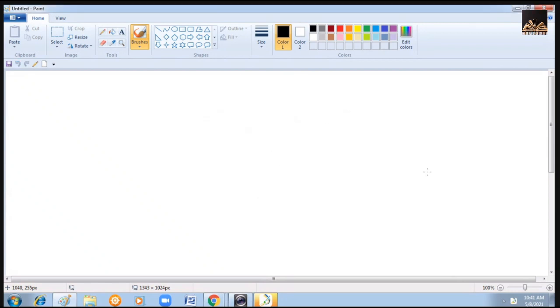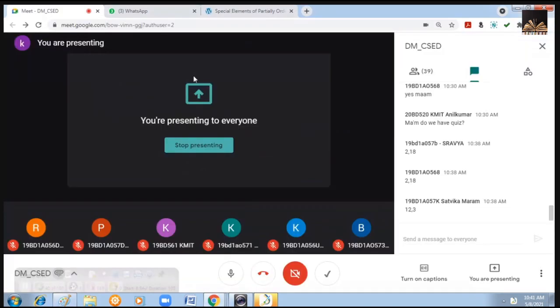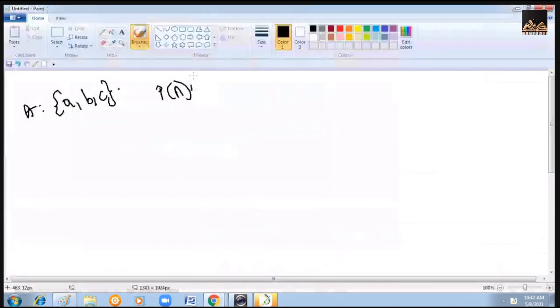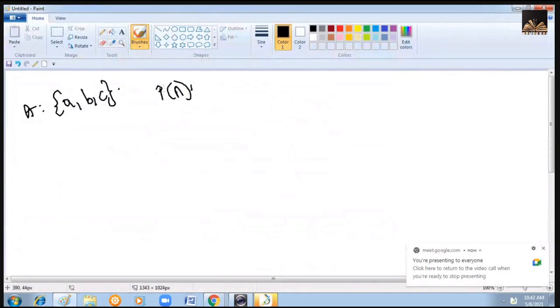Now, draw the hash diagram for the power set of A, where the elements of A are a, b, c. First, identify the tuples you can have in the power set. Power set means all the subsets of the given set.